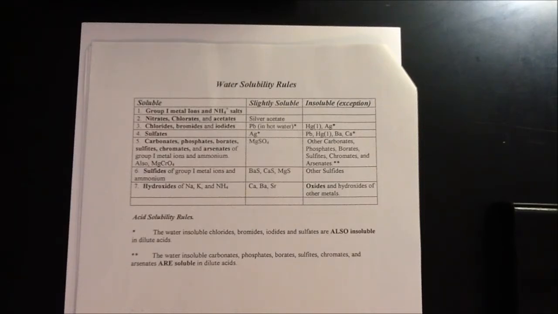And a lot of books go into way too much detail, so I'm going to simplify this for you as much as possible. Rule 1, group 1 or ammonium, it's going to be aqueous. Rule 2, if it's a nitrate, it's aqueous. Rule 3, halide rule, chlorides, bromides, and iodides specifically, all but lead, mercury, and silver. Sulfate rule, all but lead, mercury, barium, and calcium.